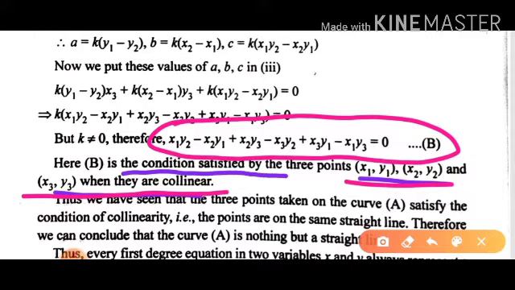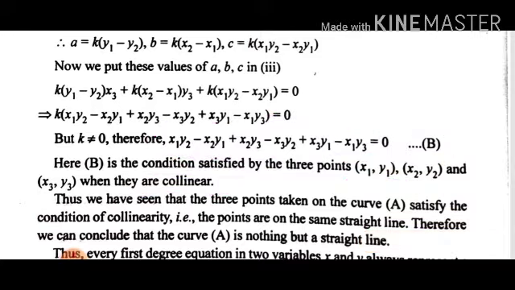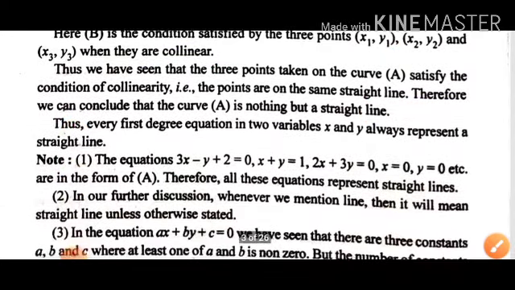So if you are asked to check whether 3 points are collinear or not, we can just put them in here, and if we find it is equal to 0, then those given points are collinear.